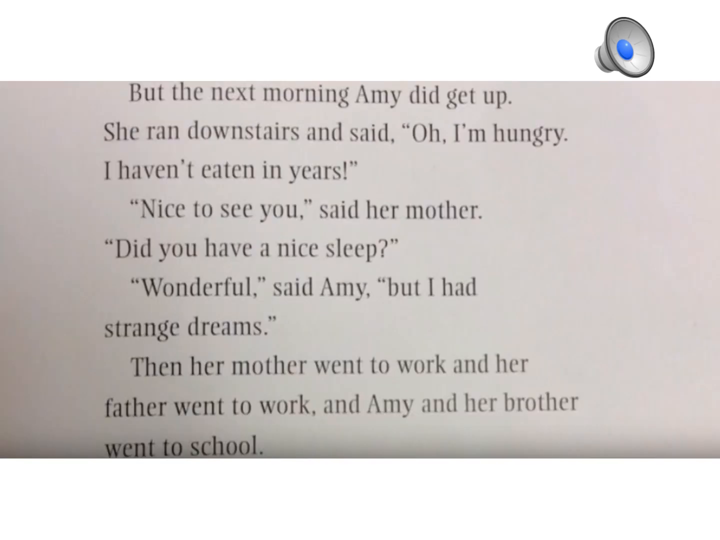Finally, after a whole day of sleeping, the next morning, we find out the only person that could have woken Amy up was herself. Because she woke up, she ran downstairs and said, I haven't eaten in years, and proceeds to eat. And here we see the conclusion of our problem throughout the whole book. The dilemma was Amy's asleep and no one can wake her up. But here she is at the end of the book, awake, eating.